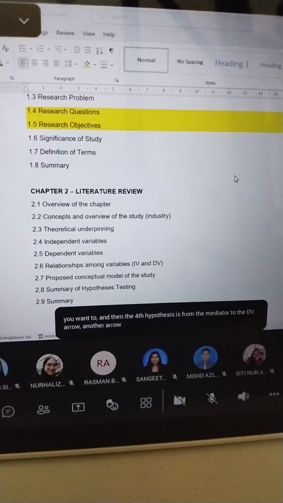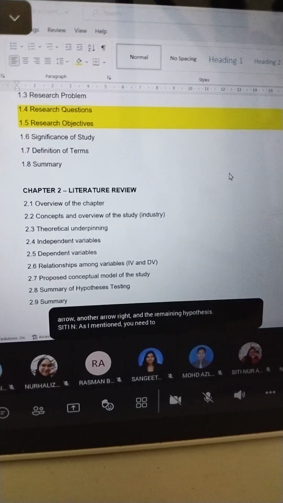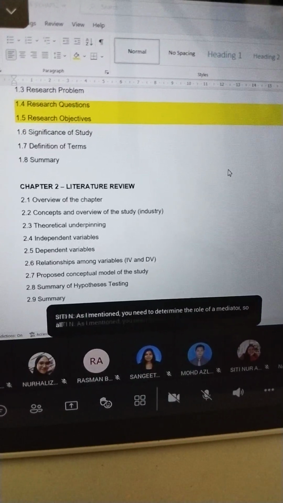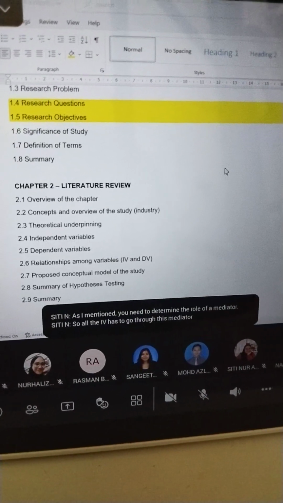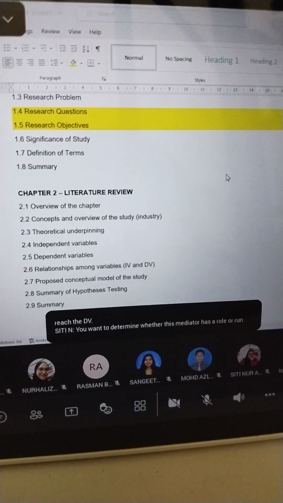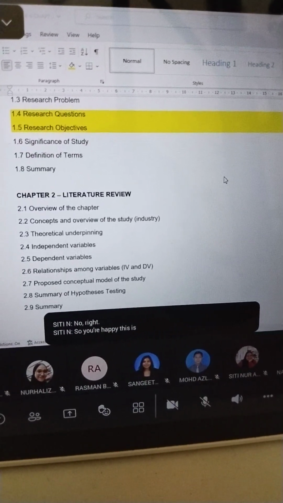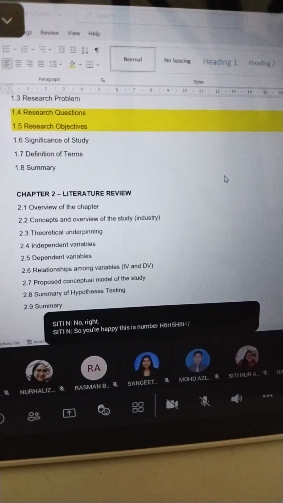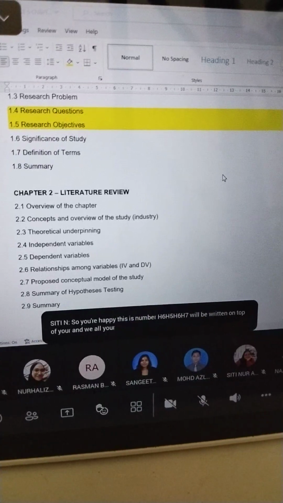Another arrow. And the remaining hypotheses, as I mentioned, determine the role of a mediator. So all the IVs have to go through this mediator before they can reach the DV. You want to determine whether this mediator has a role, or plays its role as a mediator or not. So your hypotheses H5, H6, H7 will be written on top of your MV, or your mediator.